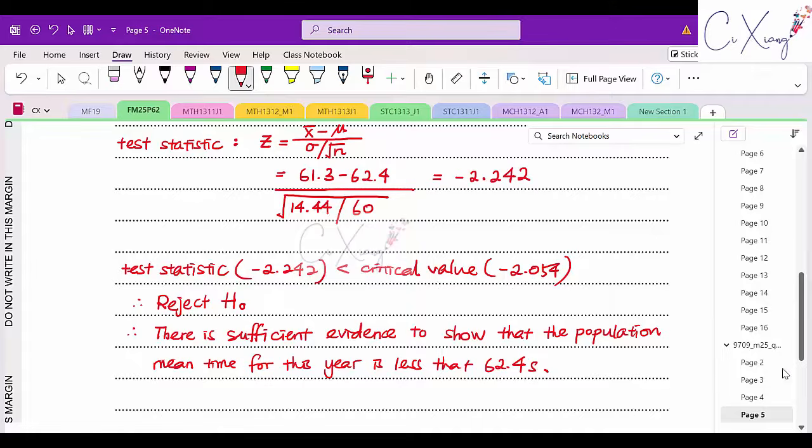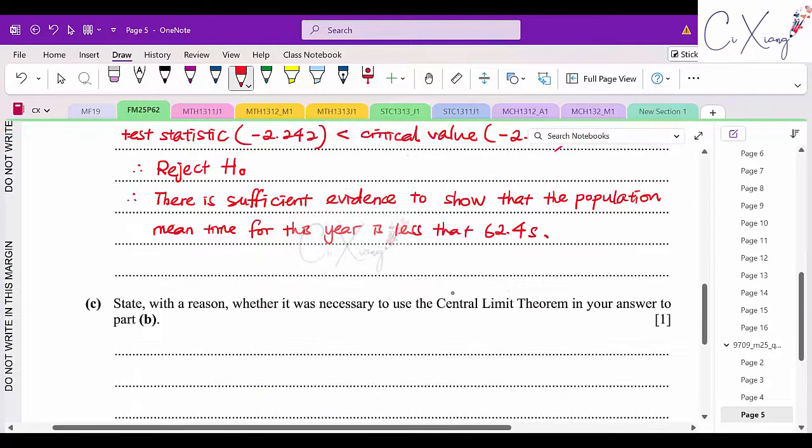All right, so there are many ways for you to write it out. Some students might say that there is insufficient evidence to show that the population mean time for the year is not less than 62.4. That also works. As long as you write a statement about the conclusion in the context of the question, it will do. Okay, so this is what you have for part B. Then let's have a look at part C.